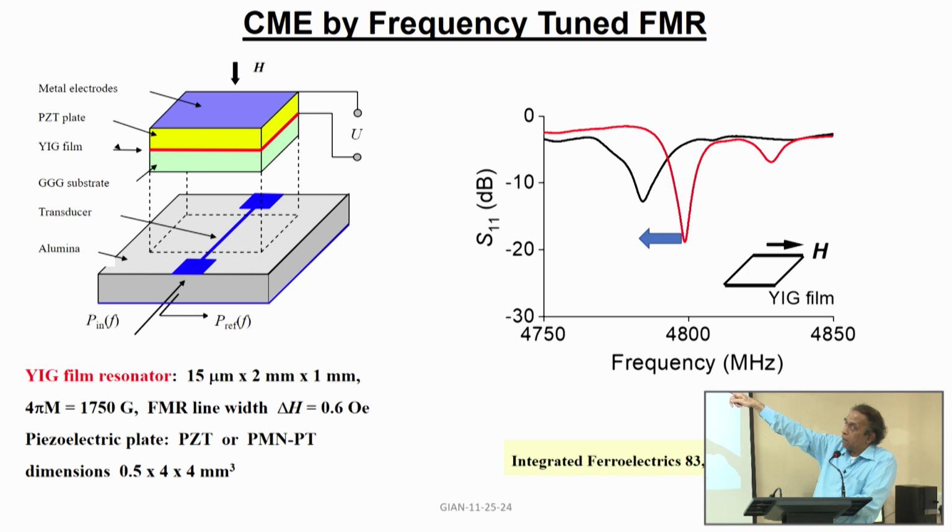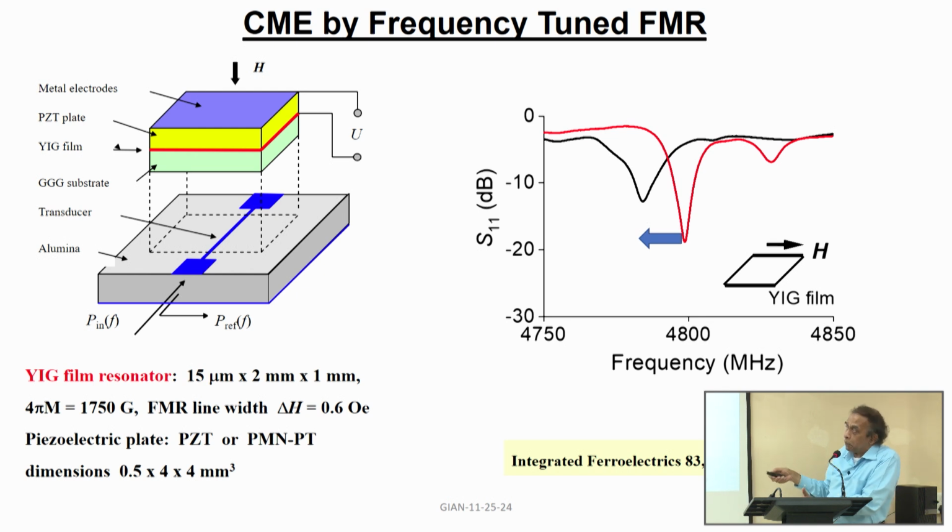The yttrium iron garnet is on a substrate of gadolinium gallium garnet, that's GGG. So it's placed on top. You excite with microwave power, then a constant bias magnetic field. You scan the frequency, and the resonance shows up as a dip.